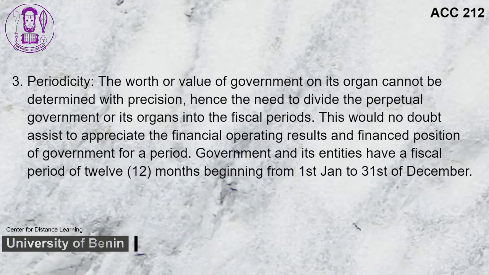3. Periodicity. The worth or value of government or its organ cannot be determined with precision, hence the need to divide the perpetual government or its organs into fiscal periods. This would no doubt assist to appreciate the financial operating results and financial position of government for a period. Government and its entities have a fiscal period of 12 months beginning from 1st January to 31st of December.